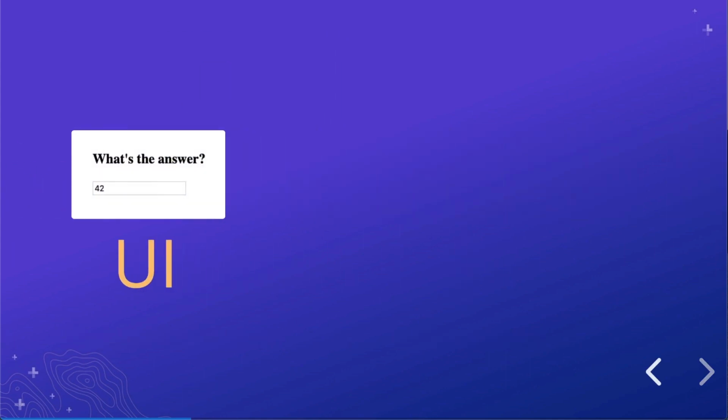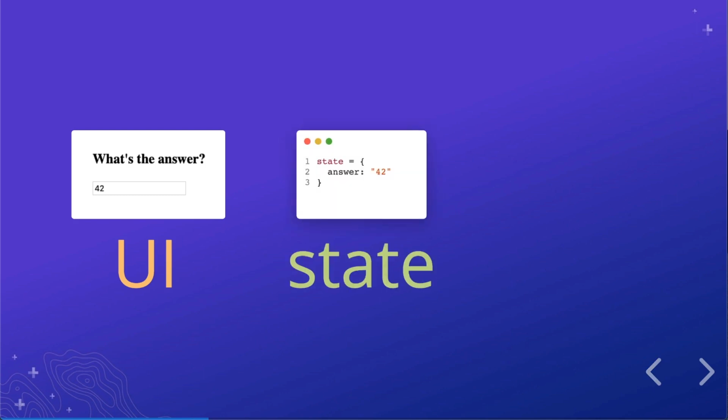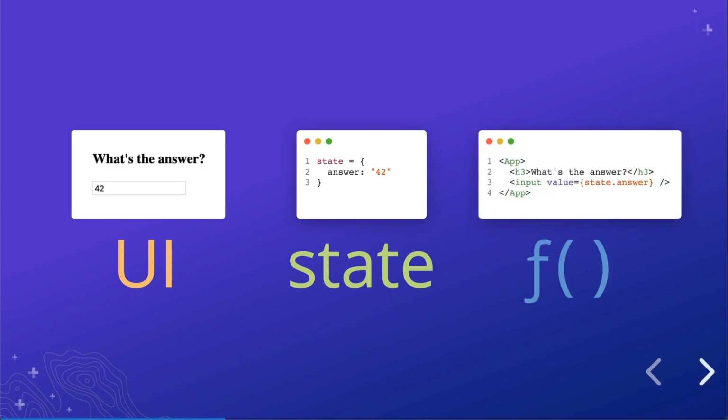So let's look at an example. Here we have a simple UI with a text input with a number 42 in it. The state of this UI can be described as a simple JavaScript object where the key is answer and the value is 42. Finally, we write some code to bind our UI to our state. Don't worry about the syntax here so much. It's called JSX and Cody's going to go over it in the next section.